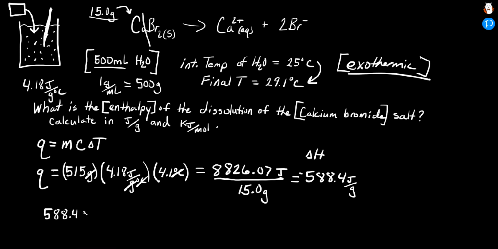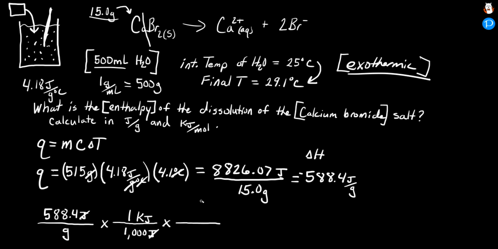588.4. I'm going to set it up like this, joules per gram. And now we want this to read kilojoules per mole. So let's first convert this joules right here into kilojoules. There is 1,000 joules for every 1 kilojoule. So if I do that step right there, that's going to get rid of joules, getting me in kilojoules per gram, but I want to be in kilojoules per mole.